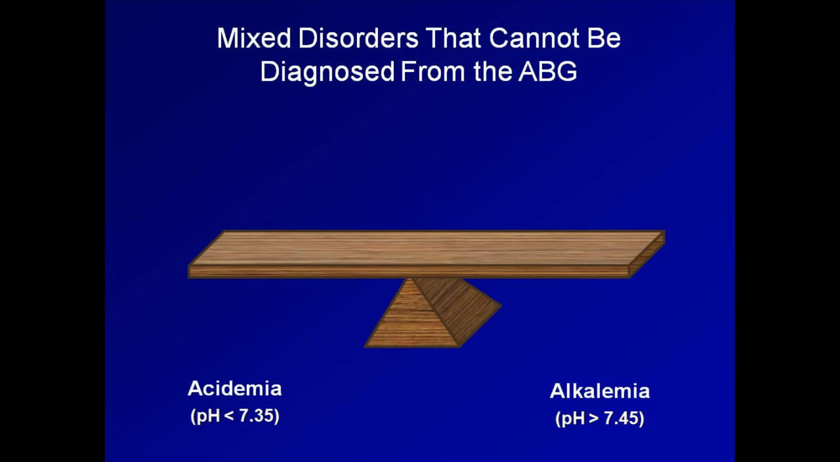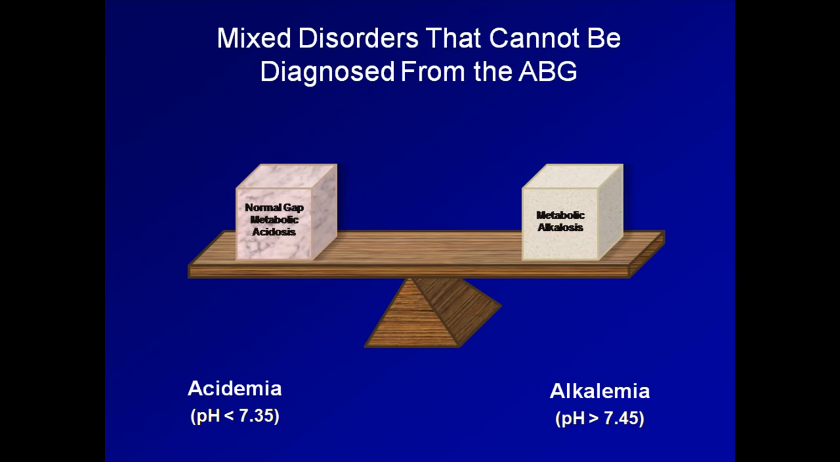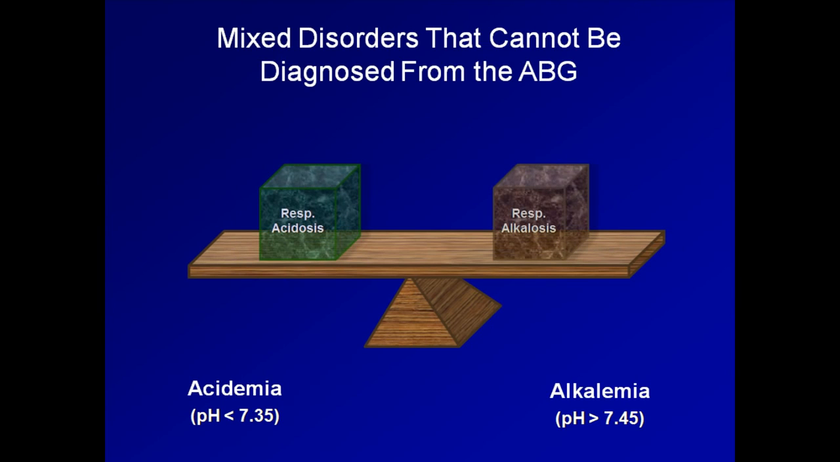It's important to realize that there are 2 situations that are literally impossible to diagnose from the ABG when they result in a normal pH. These are essentially combinations that will leave the PCO2, bicarb, and the anion gap all normal. First is a normal gap metabolic acidosis balanced with a metabolic alkalosis. The second is a respiratory acidosis balanced with a respiratory alkalosis.